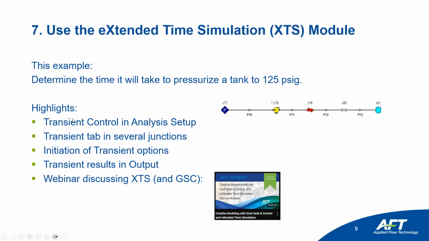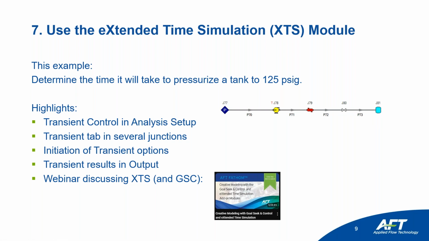So some of the highlights that we just touched on is the transient control and the analysis setup. That's what we defined the simulation to be 375 seconds for. We have the transient tab in several of those junctions. We specifically looked at the compressor transient, but we touched a little bit on how you could do it for a heat exchanger, a valve, a tank, and there are other junctions that can do transients as well.